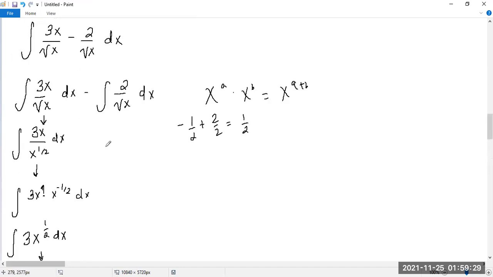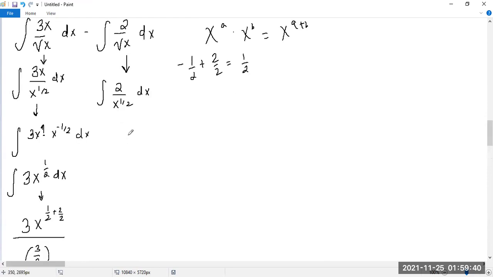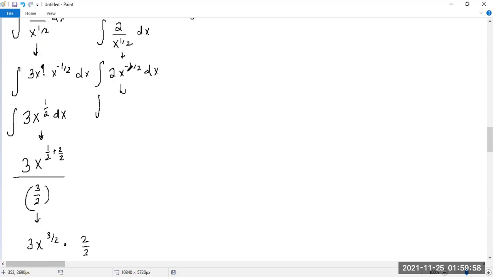And then what about this piece? I can take this to the top, but before I do that, let me outline the steps. I'll have 2x to the 1/2 dx. I'm not taking the integral again, I'm just re-expressing it in another form. Then I'll take this to the top so it's easier to take the integral, so I'll say 2x to the negative 1/2 dx. Then I can use the power rule on it. I'll ignore the constant and add 1 to the exponent, negative 1/2 plus 2/2, and then divide by whatever this is.